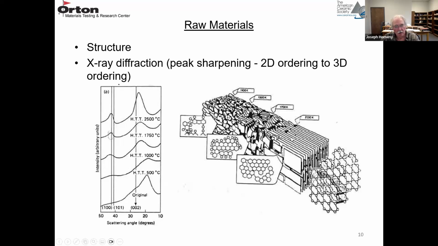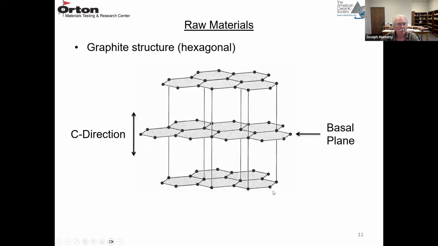So again, at low temperature heat treatment, it's a very amorphous, disorganized structure. As you increase the heating temperature, you realize the graphite type structure. So this is graphite. The black circles are the carbon atoms. They're hexagonal, 6-member rings. So in this layer, the basal plane, you have the very strong covalent bonds. Then perpendicular to the basal plane is the C direction. These bonds are very weak. So the properties are going to be very directional.